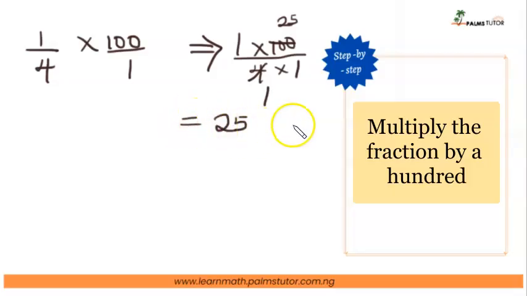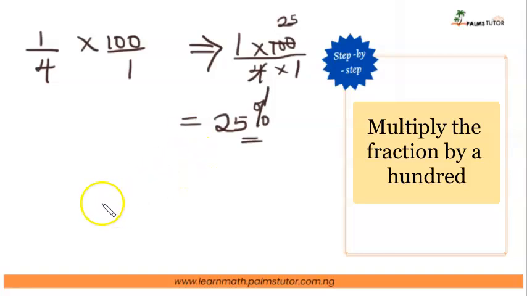25. But what tells me that it is a percentage? The percent symbol. A number is not a percentage if it doesn't have the percent symbol, right? So you must always put that. Let's see one more example.